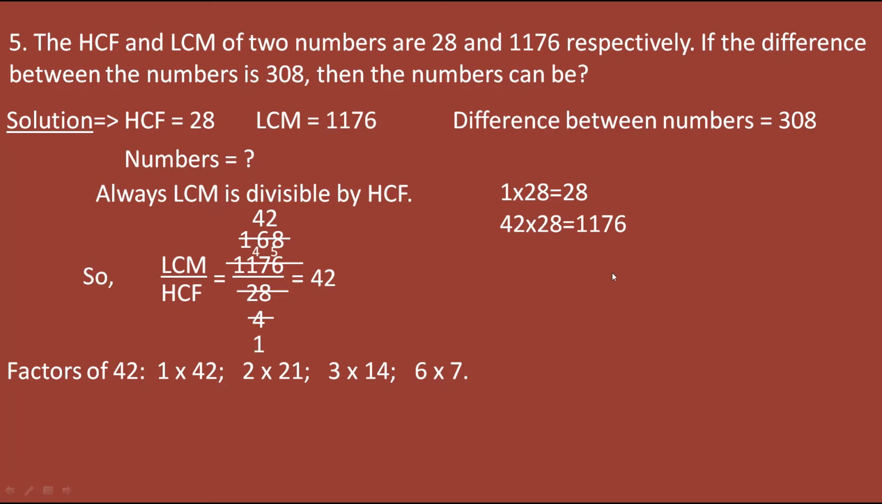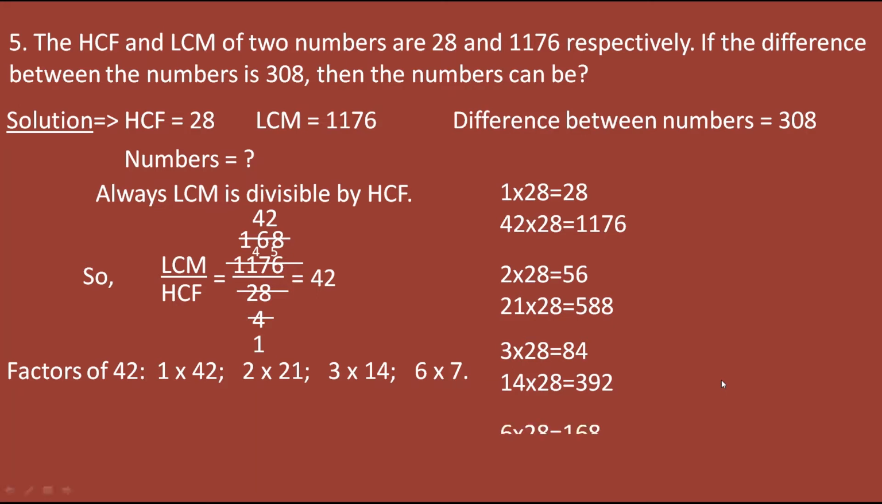Now let's multiply the second pair. 2 into 28 gives 56, 21 into 28 gives 588. Now the third pair, 3 into 28 gives 84 and 14 into 28 gives 392. Now the fourth pair is 6 into 28 gives 168 and 7 into 28 gives 196.